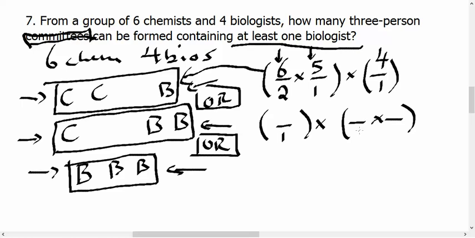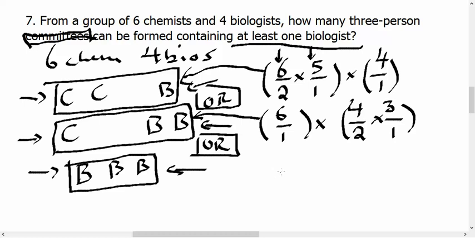Once again, I'm going to divide. So here, for the chemist, I'm dividing by 1. For the biologist, since I'm choosing 2 of them, I'm going to divide by 2 times 1. Okay, and I could choose any of the 6 chemists to begin with. And for the biologists, the first biologist I choose, I've got 4 options. Then I've only got 3 left. So that's for this second possibility.